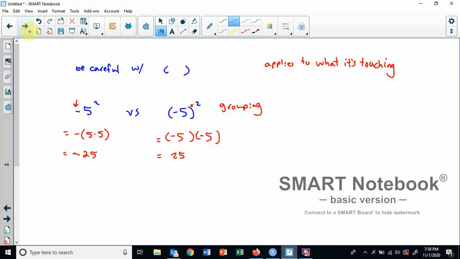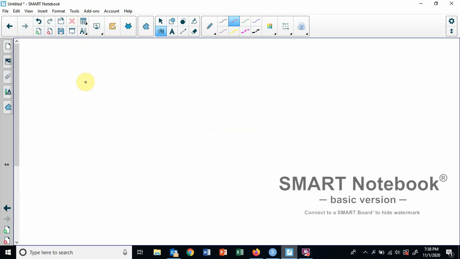Another one that's very similar to this is, what if I used zeros? So very, very similar to that. The difference in negative 3 with parentheses to the 0th power versus negative 3 without parentheses. What's the 0 applying to here? The entire thing. Anything to the 0th power is just 1, right?